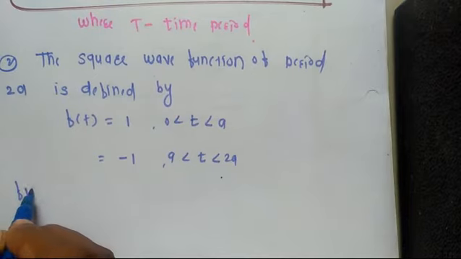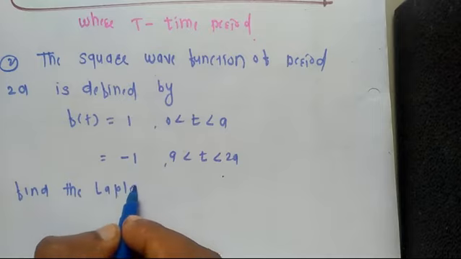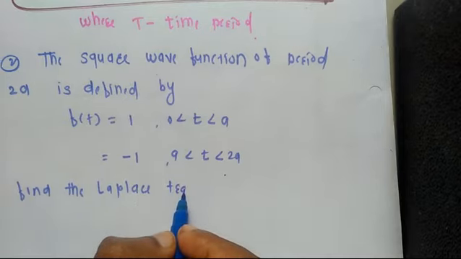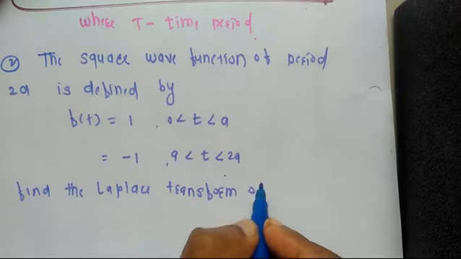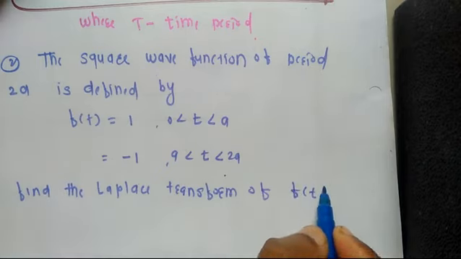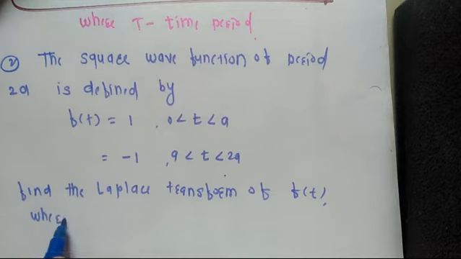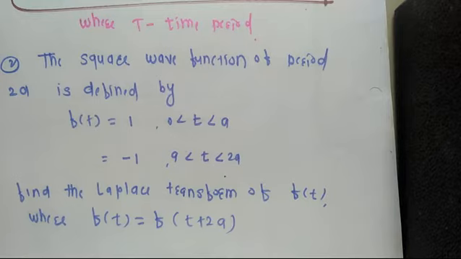Find the Laplace transform of f of t where f of t is equal to f of t plus 2a. See here, this is an indication that the function is periodic.